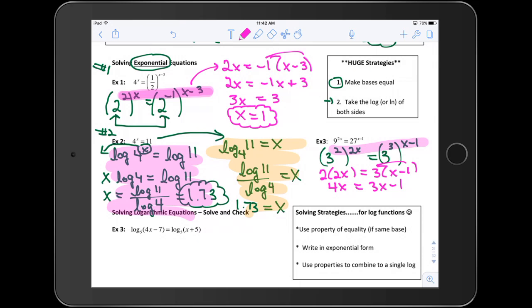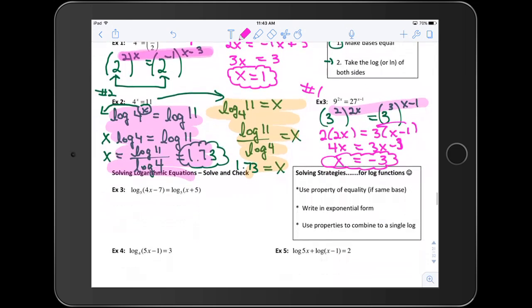Gosh, I've been doing all sorts of little things wrong here, aren't I? It's as if I'm testing you, but no, I'm just making mistakes. So 3x minus 3, and then we end up with x equals negative 3. Yay! So there are our 3 solutions for example 1, 2, and 3. Notice that of the 2 strategies, I used strategy 1 for both example 1 and 3, and then strategy 2 for example 2. Okay, so let me keep on going.